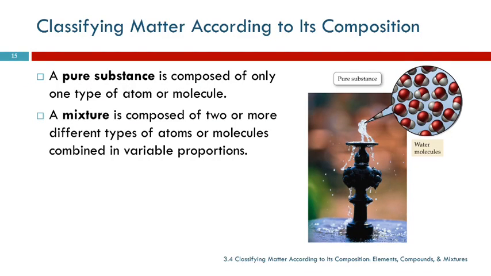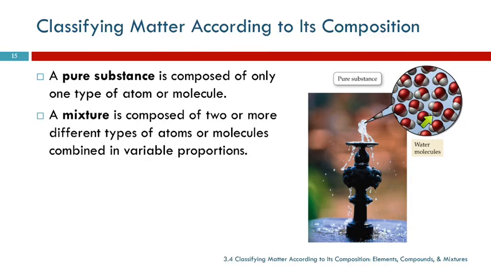Another way to categorize or classify matter is by looking at the composition. Here the two broad categories are pure substance or mixture. In a pure substance, there's only one type of atom or molecule. If you look at the individual particles, they are all the same. That's a pure substance. They could be all atoms, they could be all molecules.